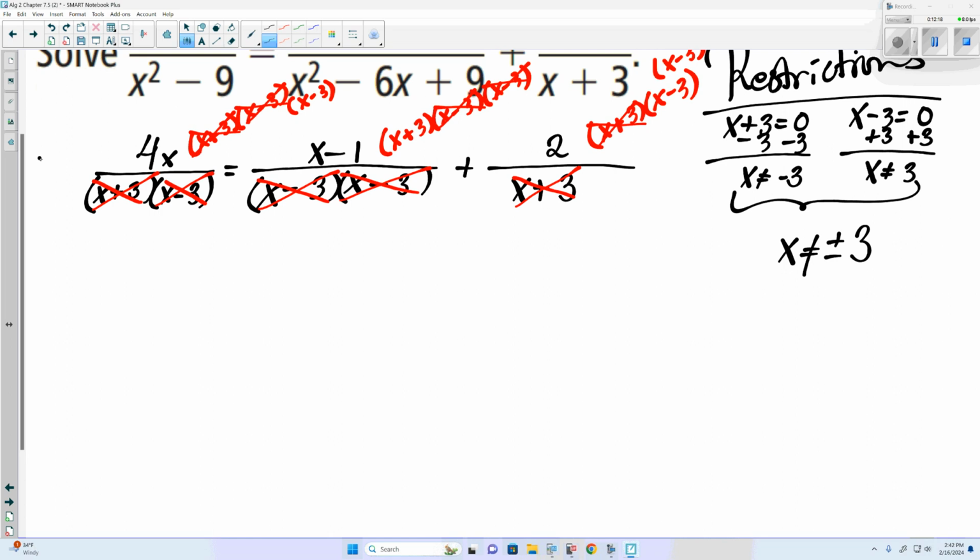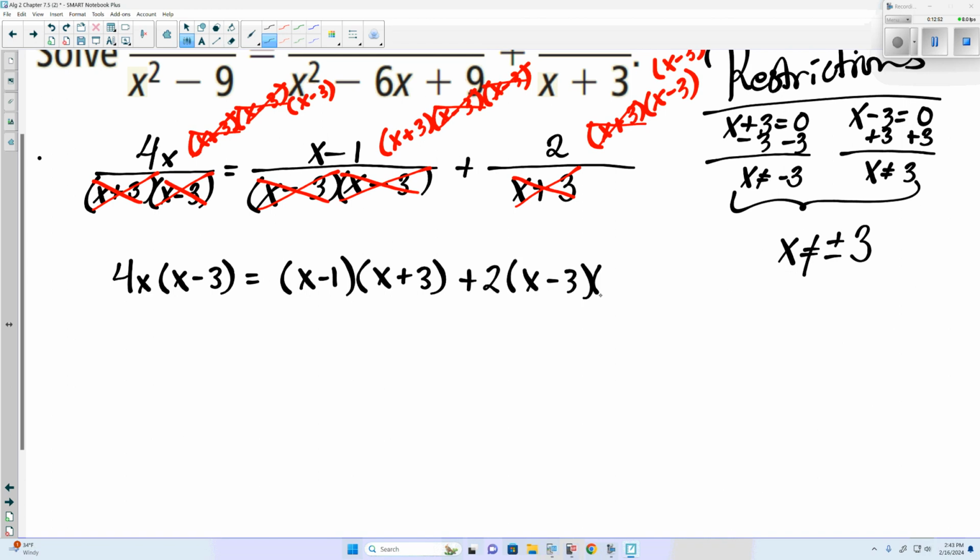And if you're not sure if you need it more than once, multiply through the expression once and see, does everything cancel? If it does, then you only needed it once. Here, we did multiply through by x minus 3 once. It didn't simplify the middle expression, so we did it again. And what that left us with is 4x times x minus 3 is equal to x minus 1 times x plus 3 plus 2 times x minus 3 times x minus 3.